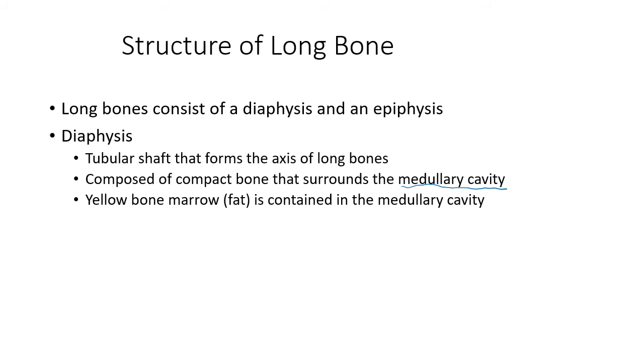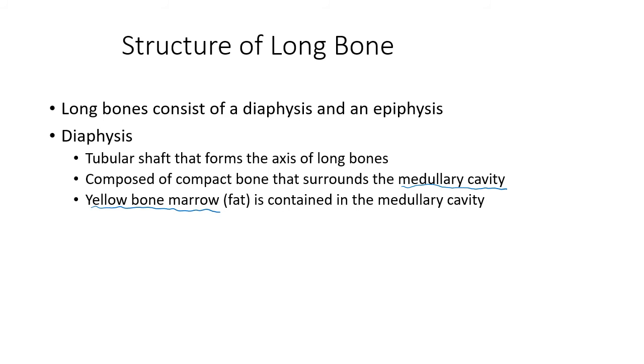In the adult, that medullary cavity is filled with yellow bone marrow. In the growing child, that medullary cavity is filled with red bone marrow. They need to make a lot more red blood cells and more white blood cells, so the production of all of those cells takes up more of the bone during that time.